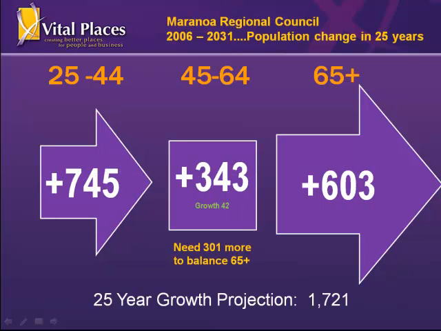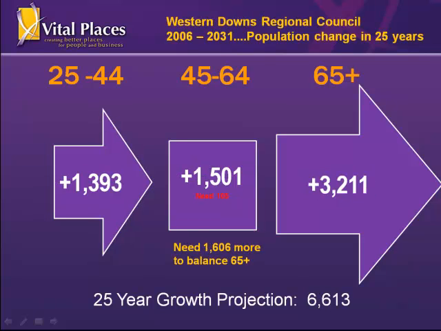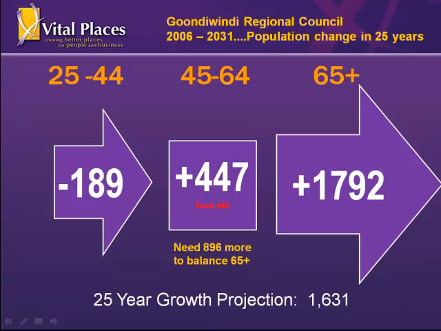For Maranoa Regional Council area, the over 65 demographic requires an additional 301 in the peak spending demographic. Current projections are 343, with also growth in the family formation demographic. Western Downs Regional Council area requires an additional 1,606 to balance the increase in the 65 demographic. The current projection is 1,501. Goondiwindi Regional Council, the over 65 demographic requires an additional 896 in the peak spending demographic. Current projections are 447, with also a decline in the family formation demographic.